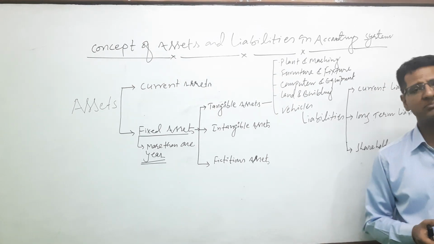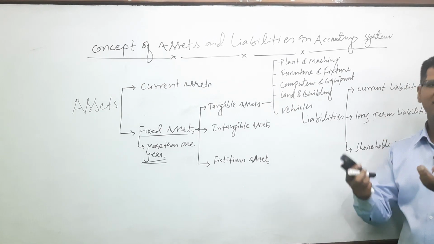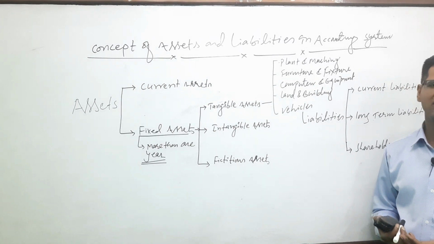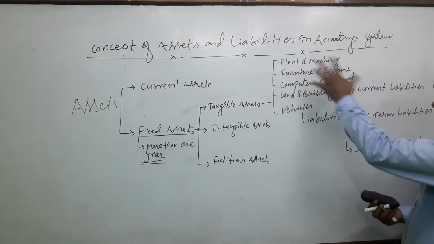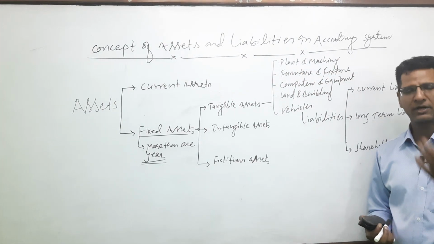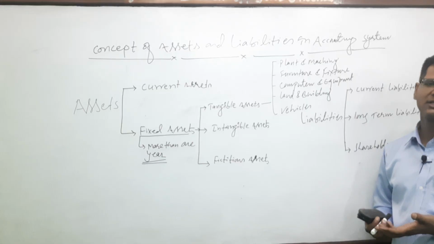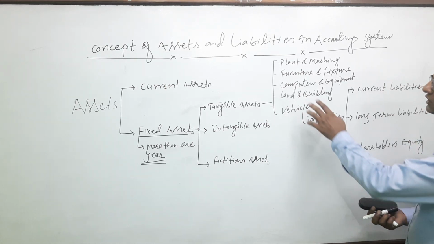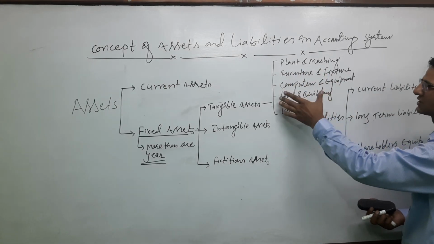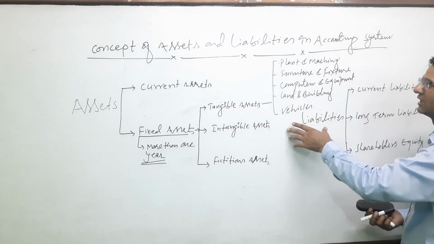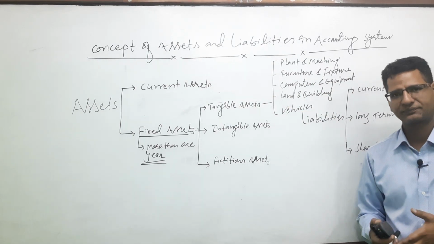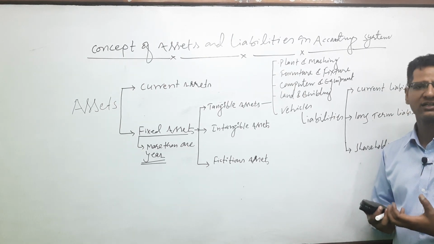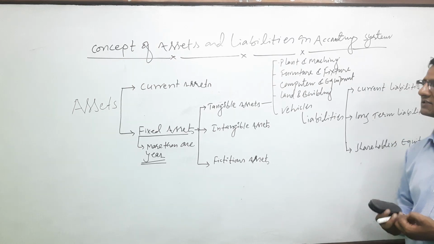We know there are two types of business in reality. One is manufacturing industry, who produce different types of finished goods by using raw materials. Without these assets, we cannot produce. Next one is service oriented. Even if a service oriented organization is there, then we need different types of furniture, fixture, computer, equipment, land and building, vehicles, etc. So these are very important. We can say that these assets are the heart of business organizations.